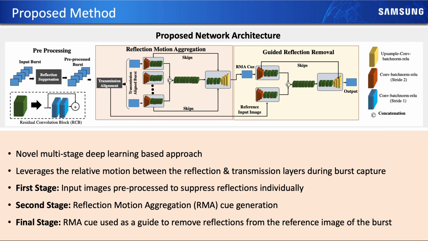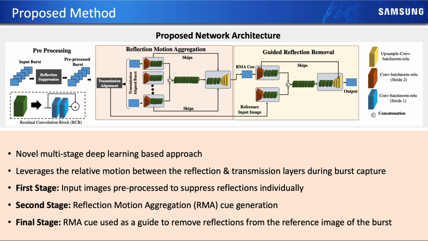The proposed multi-stage architecture is shown here. We initially perform pre-processing on the input burst, which suppresses reflection individually on each image. The reflection suppressed images are then aligned spatially and blended to generate the reflection motion aggregation cue. This cue is later utilized to guide the reflection removal. The cue generation stage and the guided reflection removal stages are first trained independently, followed by end-to-end training.